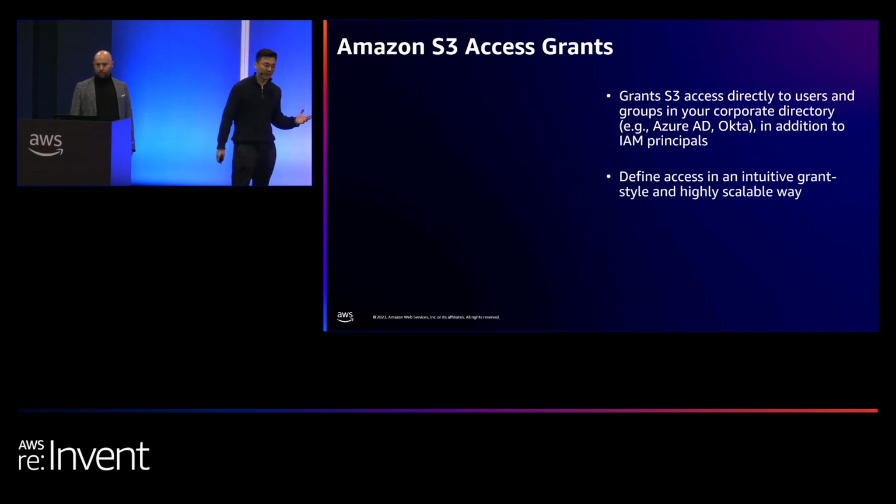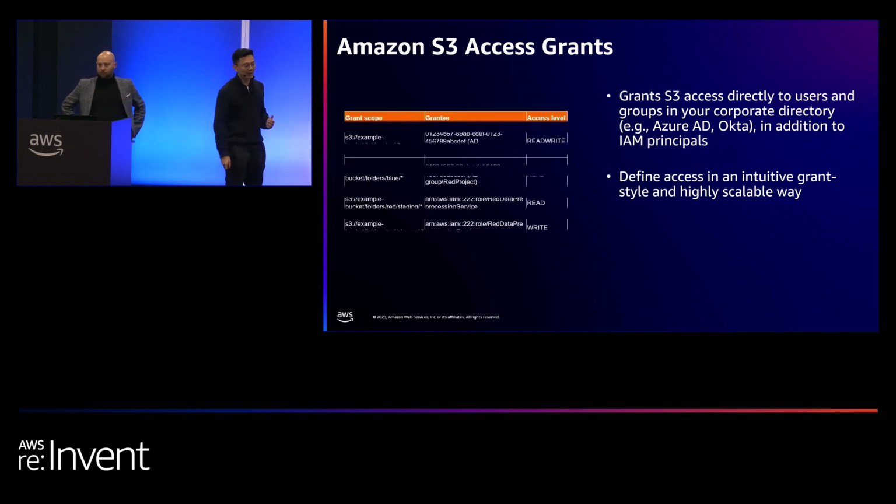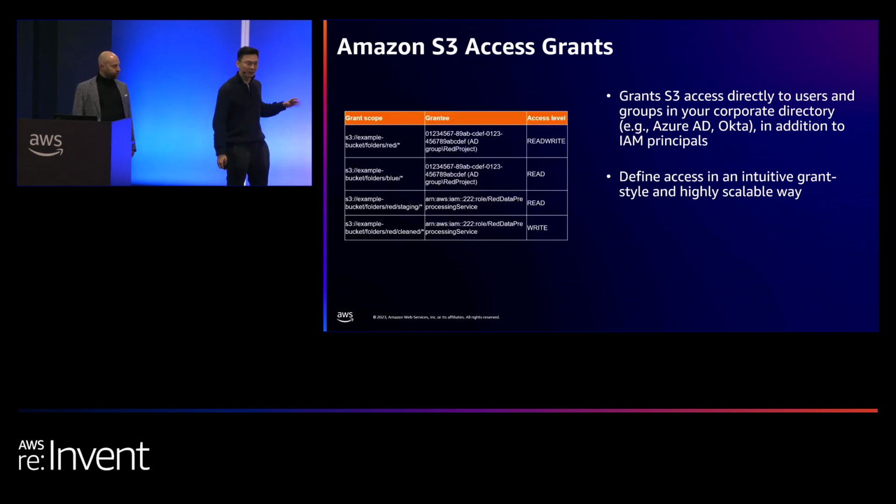The second thing is we heard a lot of customers, they want to define access not using IAM policy, the brackety JSON, but in a more intuitive sort of grant style that's similar to how we define permission in a relational database. So with access grants, you can define permission in an intuitive grant style. It's also highly scalable. Similar to the left side, first example, you grant different access level to directory users, directory groups. Last example, you grant different access to an IAM role.